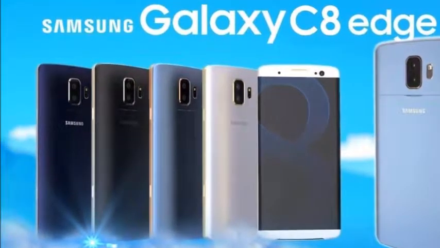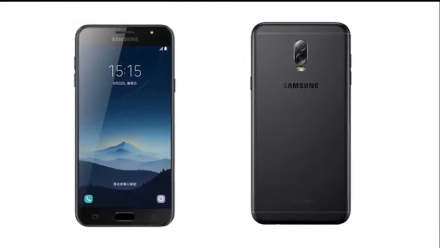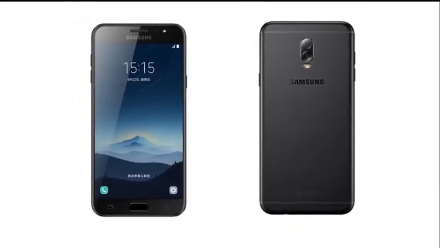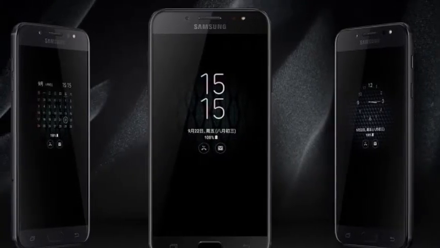Thirdly, let's talk about the processor and the RAM of Samsung Galaxy C8 Edge 2018. Processor is going to be 2.6 GHz octa-core, whereas the RAM will be 4 GB.